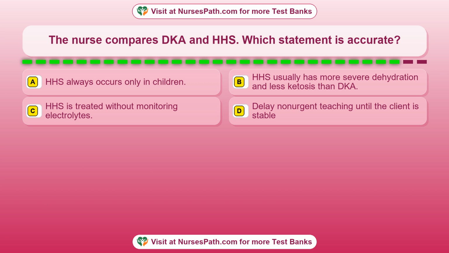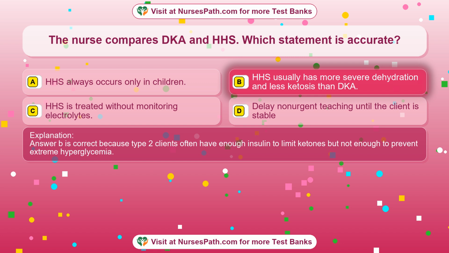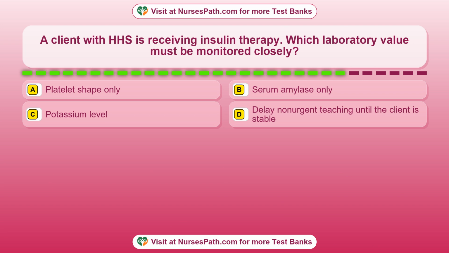Question 6. The nurse compares DKA and HHS. Which statement is accurate? Option A, HHS always occurs only in children. Option B, HHS usually has more severe dehydration and less ketosis than DKA. Option C, HHS is treated without monitoring electrolytes. Option D, delay non-urgent teaching until the client is stable. The correct answer is option B, HHS usually has more severe dehydration and less ketosis than DKA. Answer B is correct because type 2 clients often have enough insulin to limit ketones but not enough to prevent extreme hyperglycemia.